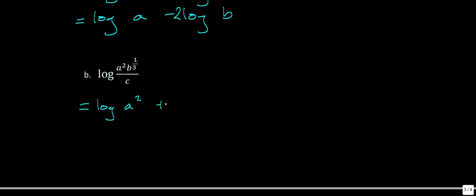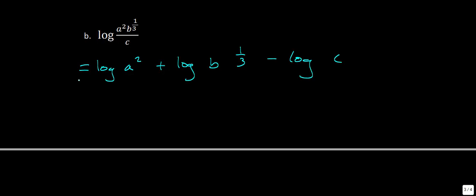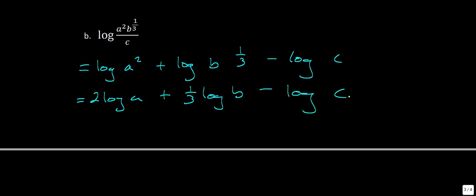And then I have plus, because these are being multiplied, so I know I need to add them, log of b to the 1/3. This is being divided, so I need to subtract. So just using all my logarithmic laws, like so. And then finally from here, I have some powers going on, and so I know that the 2 must be in front of my log, so 2 multiplied by the log of a plus 1/3 log of b, and then this one is good to go, so we can just leave it as log of c.